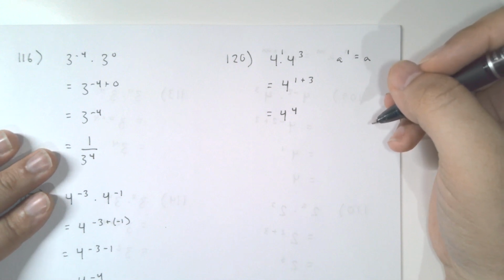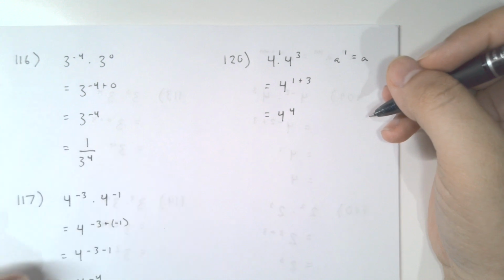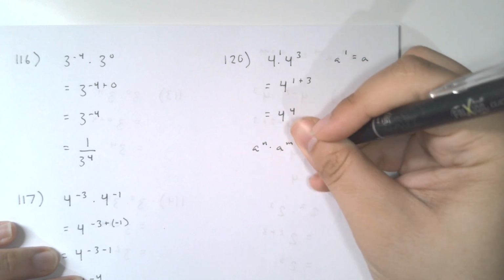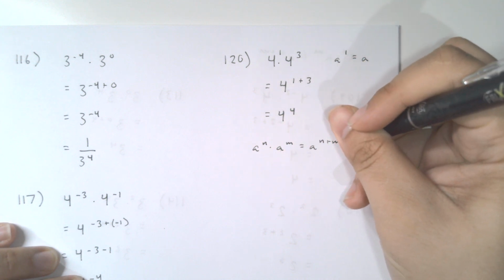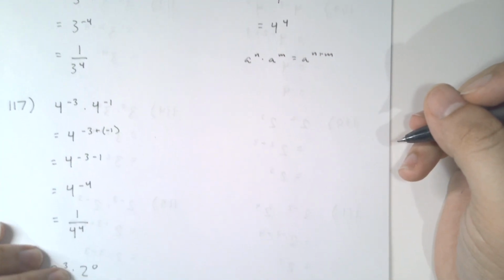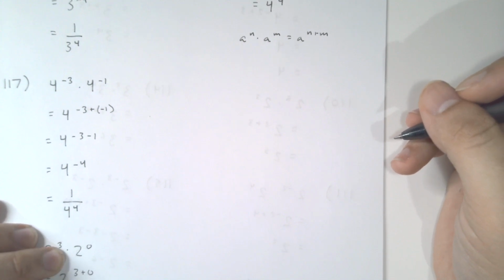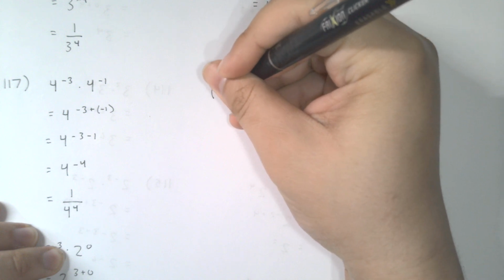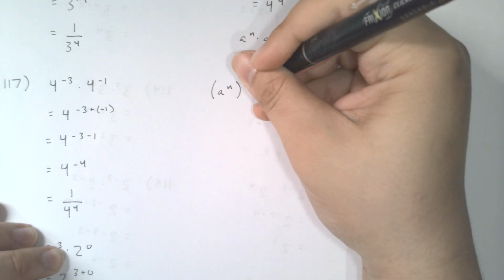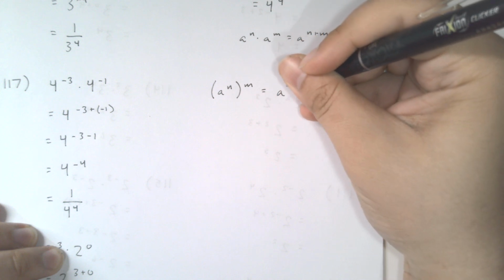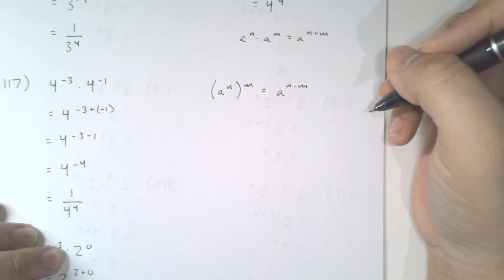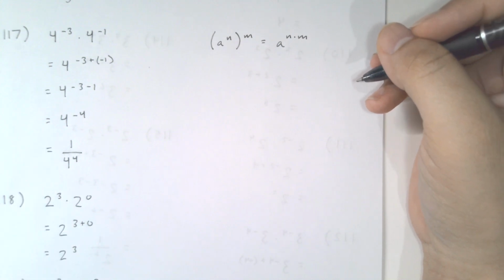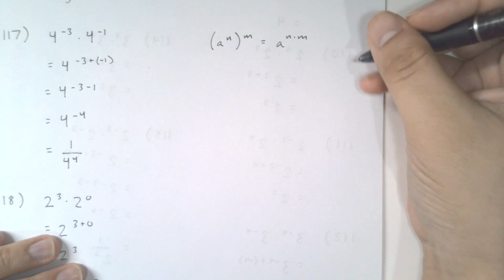So that concludes the first 12 problems, where we're using, again, this property, a to the n times a to the m is equal to a to the n plus m. For the next 12 problems, we're using another property. Now we're going to use a to the n to the power of m is equal to a to the n times m. So with this property, now we can proceed with number 121.